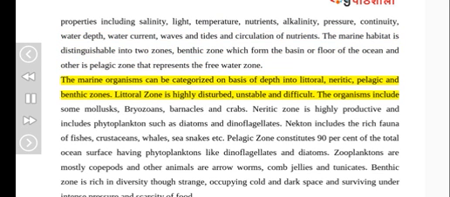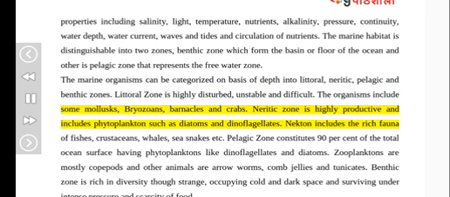The marine organisms can be categorized on the basis of depth into littoral, neritic, pelagic and benthic zones. Littoral zone is highly disturbed, unstable and difficult. The organisms include some mollusks, bryozoans, barnacles and crabs. Neritic zone is highly productive and includes phytoplankton such as diatoms and dinoflagellates. Nekton includes the rich fauna of fishes, crustaceans, whales, sea snakes etc.